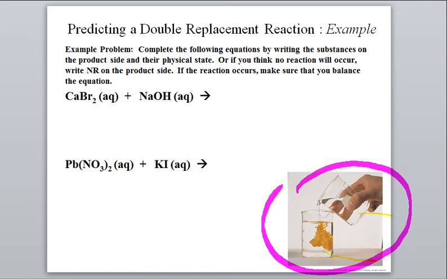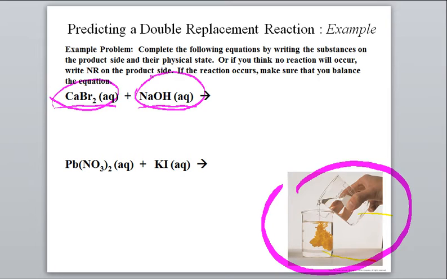So let's examine the first reaction. In the first reaction, we're mixing a solution of calcium bromide and a separate solution of sodium hydroxide. In this container of calcium bromide, it's aqueous. The calcium and the bromide ions are both solvated and soluble, moving around independently. In a different container, like a beaker or a dropper bottle or whatever, there are sodium and hydroxide ions, solvated ions that are moving around.